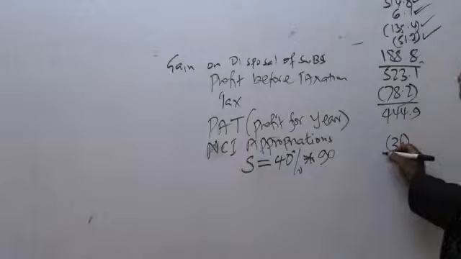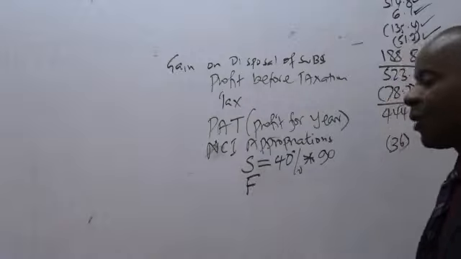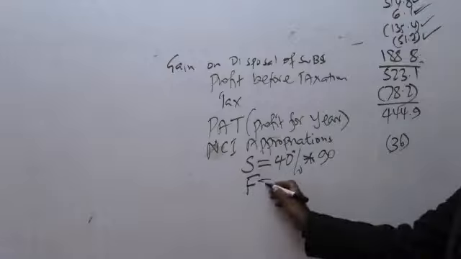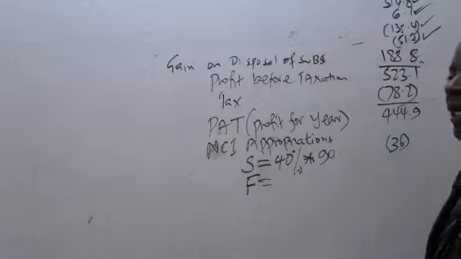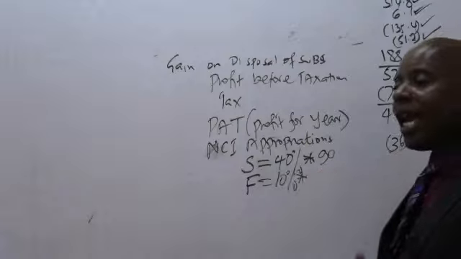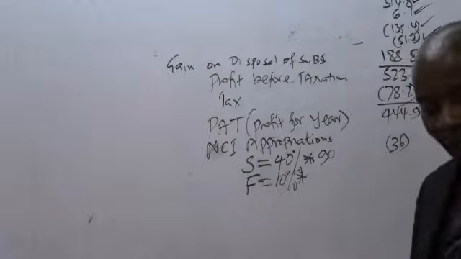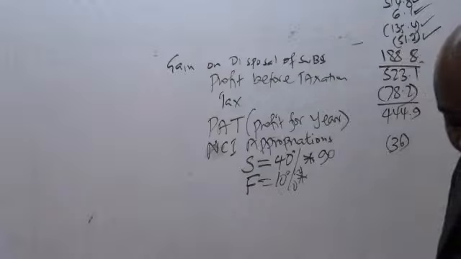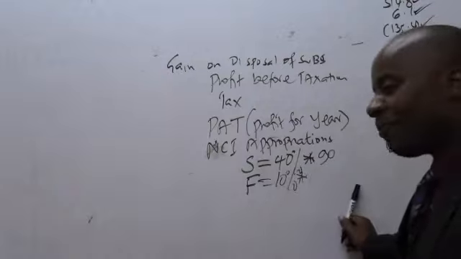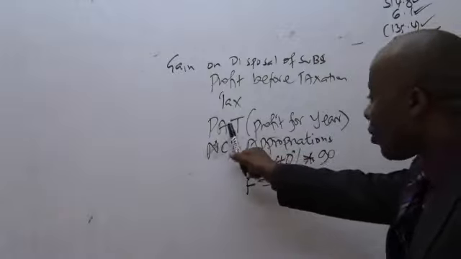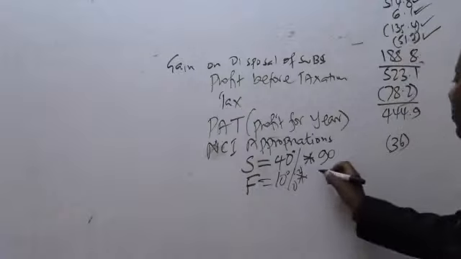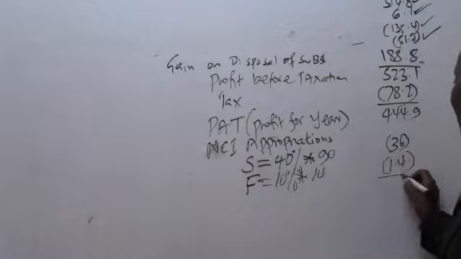Hii itaenda kwa NCI wa S. Na pia tuko na NCI wa F. NCI wa F walikuwa what percentage? NCI wa F walikuwa ni 10% of the profit after tax ya F. Profit after tax ya F ni ngapi jameni? Usifanye appropriation ya comprehensive income. Unafanya appropriation ya profit after tax. So wananieleza kwamba for F it's supposed to be 14. So 10% of 14, that will give me 1.4. So please come and subtract there.